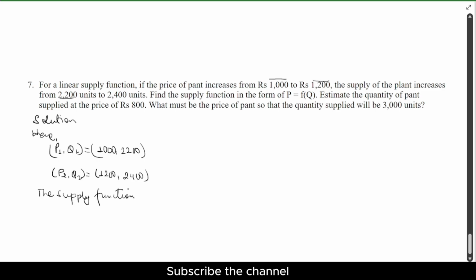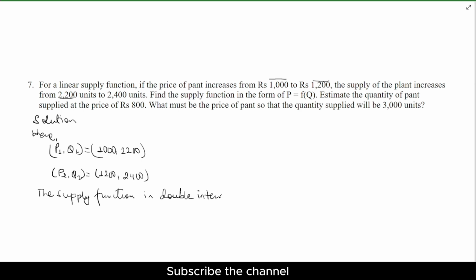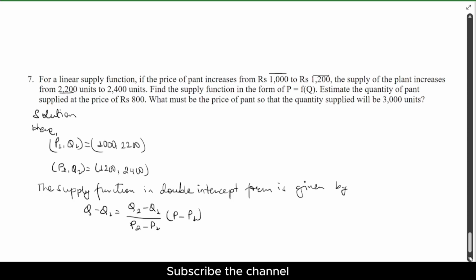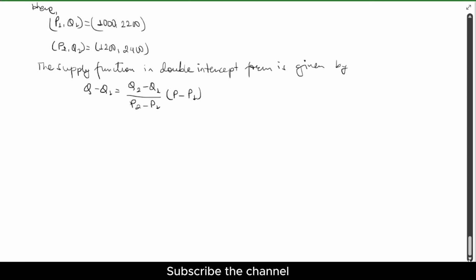Now the supply function in double intercept form, the supply function in point form, is given by Q minus Q1 equals Q2 minus Q1 over P2 minus P1 times P minus P1. This is the relation. We'll substitute the values.